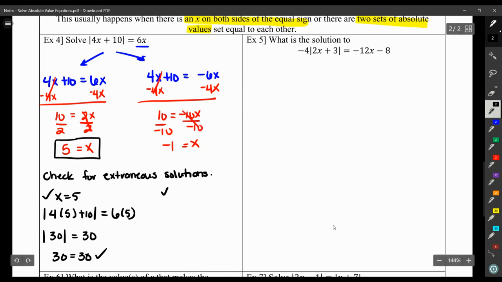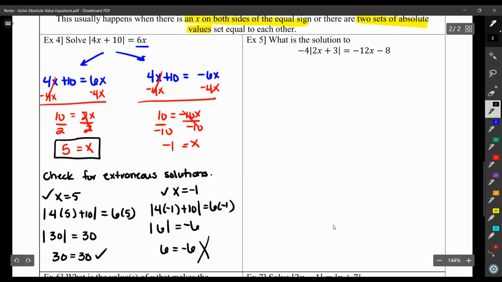Now we're going to do the same thing. We're going to check x equals -1. We're going to plug that in. So we've got absolute value of 4 times -1 plus 10 equals 6 times -1. So now let's see. 4 times -1 is -4 plus 10 makes 6, equals 6 times -1 is -6. So the absolute value of 6 is 6. Does that equal -6?